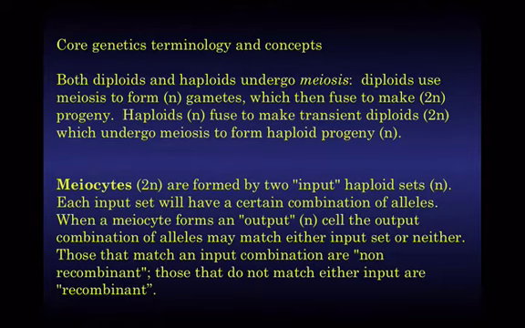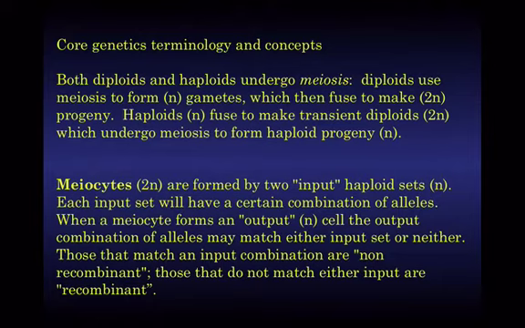A diploid is an organism that has two copies of every chromosome, so two copies of every gene, two alleles. Humans are diploids. We get one copy of our genetic material from our mother and one copy of each chromosome from our father. So we're diploids. Other organisms are haploids. They only have one copy of each chromosome or one copy of each gene during their normal life.